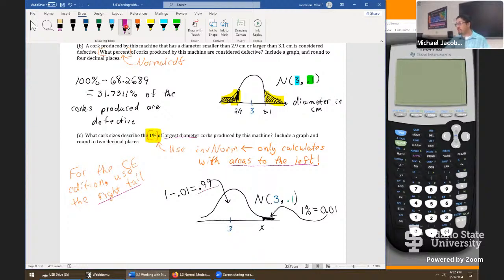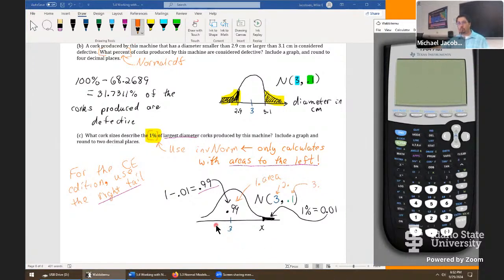Let's underline that right there. So 0.99 goes there. Let's maybe just write it once more, just to emphasize. Then that 0.99 is input 1 in the calculator. The mean of 3 is input 2. Standard deviation of 0.1 is input 3.